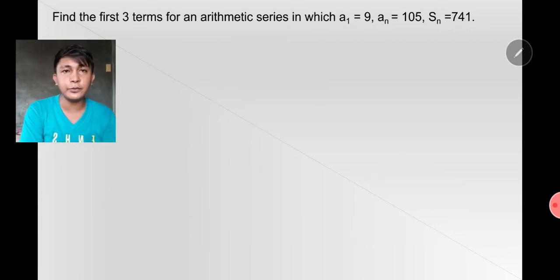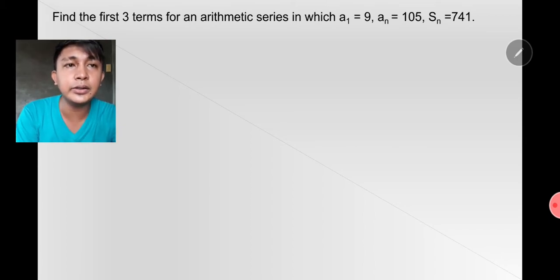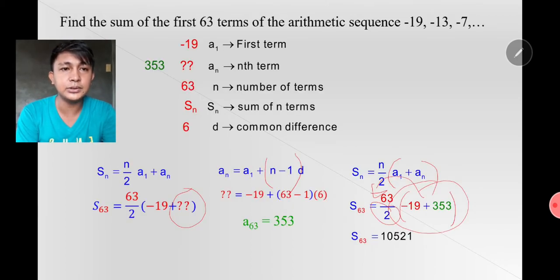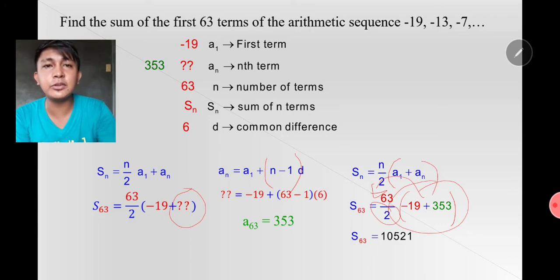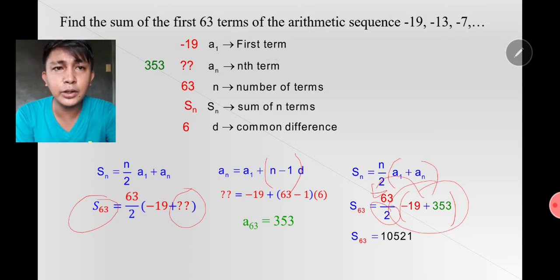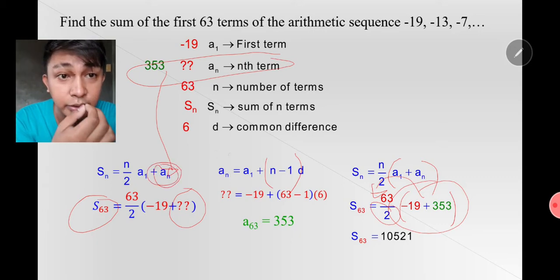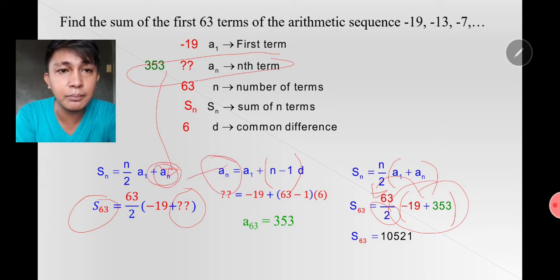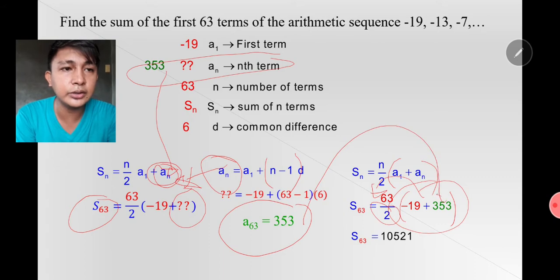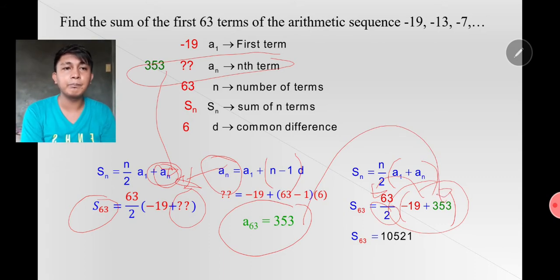Naintindihan ba yan? Una, hindi natin masagutan si S sub 63 kasi meron pa tayong unknown na nasa formula niya. Kaya una muna natin kunin si A sub n para pag nakuha na siya, pwede siyang ilagay dyan. Kung kaya't, nung nakuha na si 353, ayun na siya, na-substitute na natin siya sa ating formula.